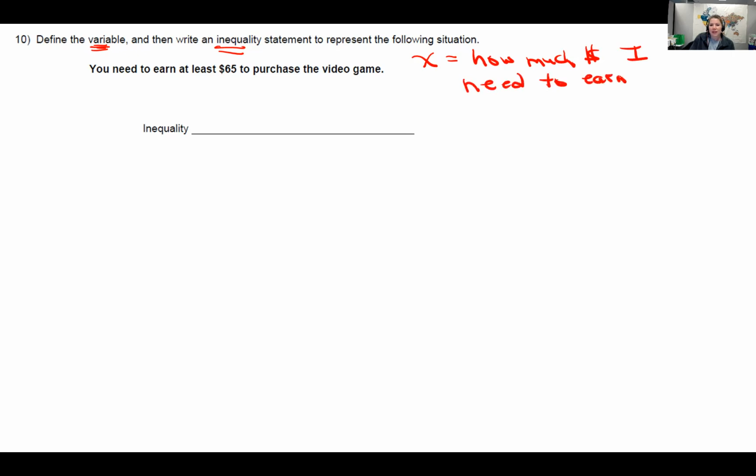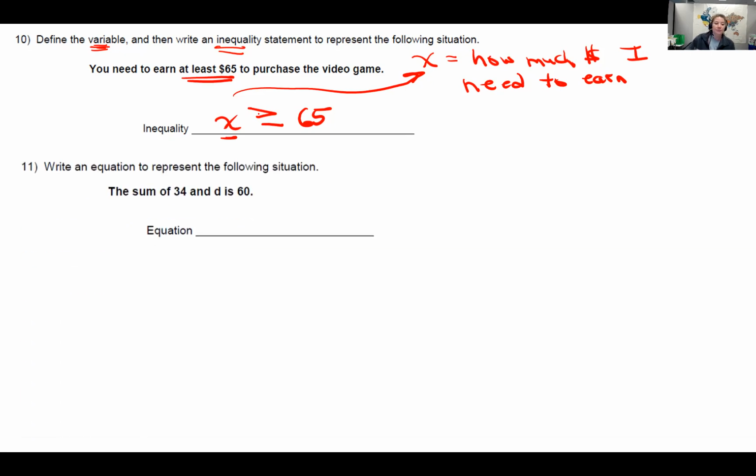Because that's what it says, right? You need to earn how much money? At least $65. So that means I want to earn 65 or more. So the amount of money I earn must be greater than or equal to 65. And I have explained what my variable represents, how much money I need to earn. The amount of money I need to earn has got to be equal to 65 or more than 65. That's what at least means.